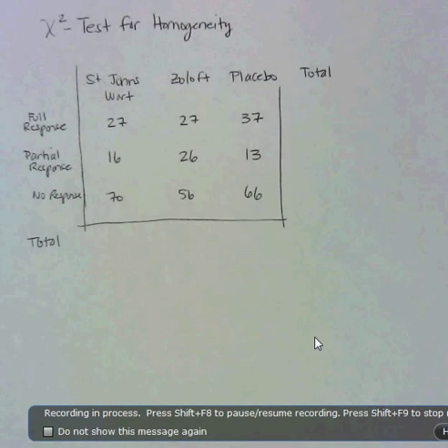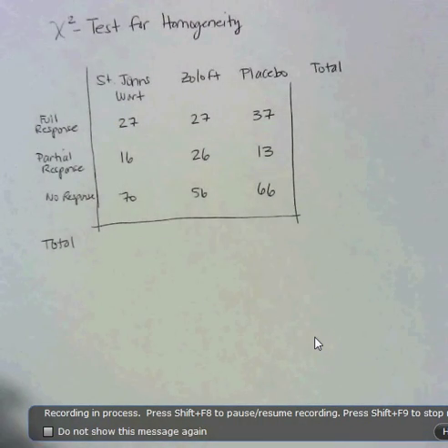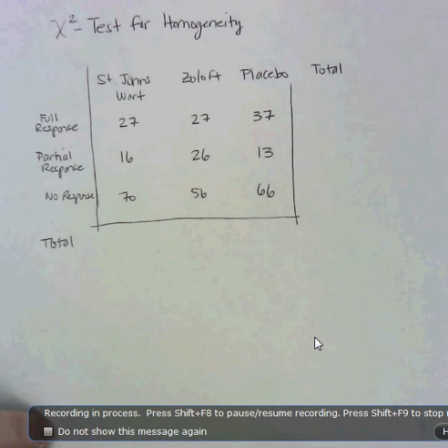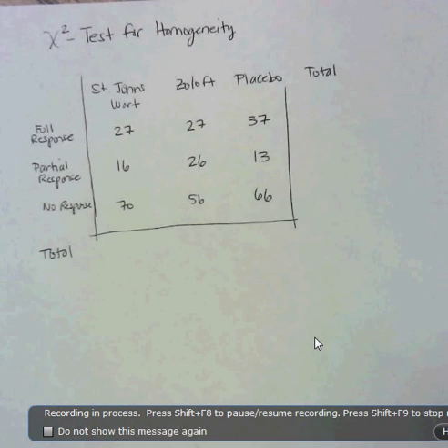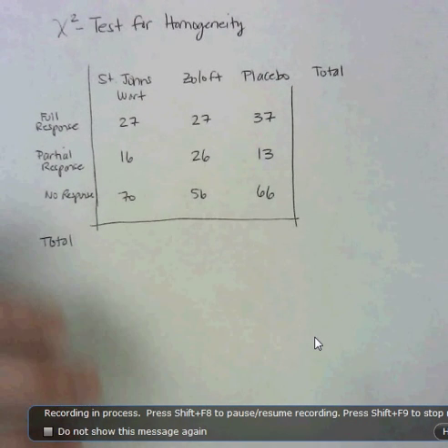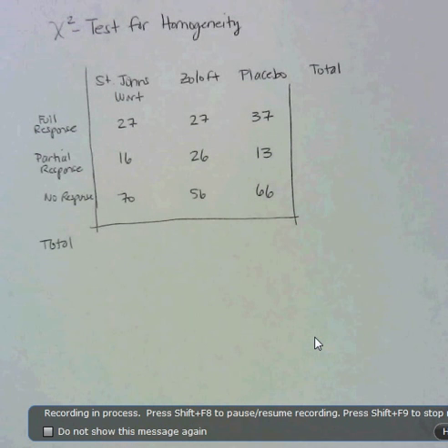So this is going to be the chi-square test for homogeneity. This is section 11.2, test for homogeneity and independence. Most of the time, all the time, you'll be dealing with two-way tables.